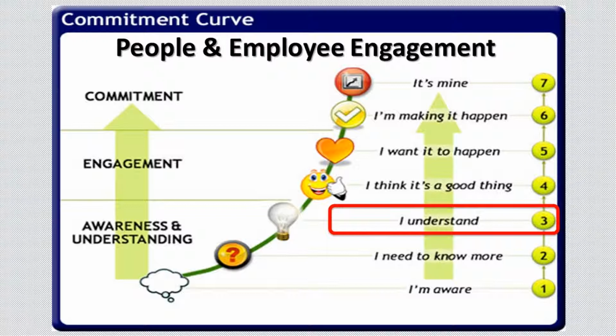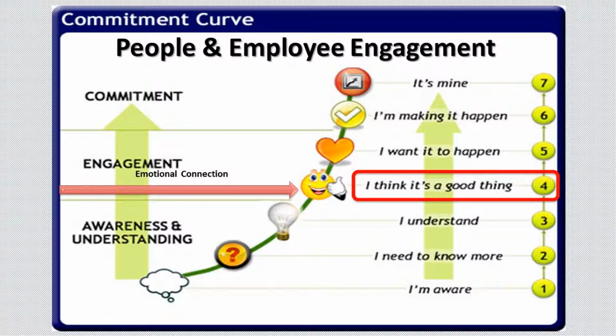Now button number 4 kicks in, and this is a pivotal point. Button number 4 says, I think it's a good thing. Here an emotional connection also takes place. If we look at my analogy once again, I understand that the lawn needs to be mowed, but I may not necessarily think it's a good thing. Sure, the yard may look a lot better once the lawn is mowed, but in my mind, it's a heck of a lot of hard work. So I really don't necessarily think it's a good thing.